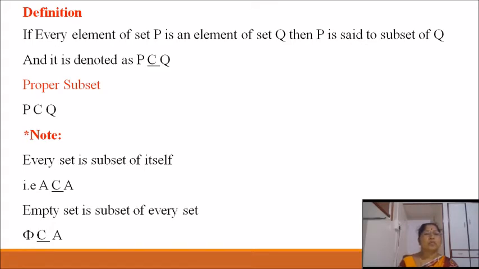From this, we can notice that every set is a subset of itself. That is, A is a subset of A, and the empty set is a subset of every set. That is, φ is a subset of A.